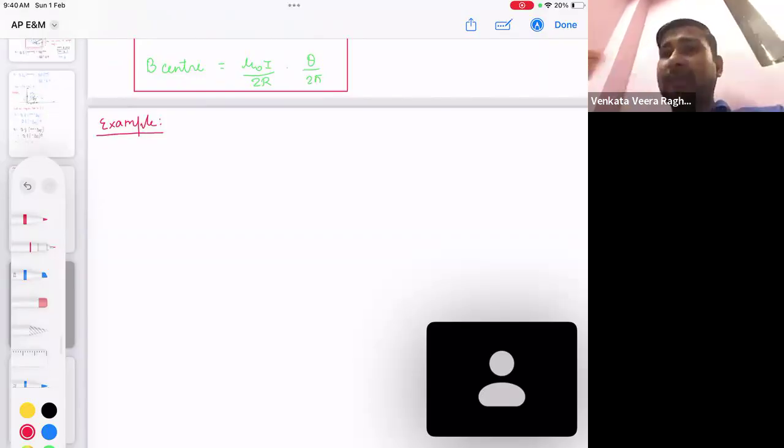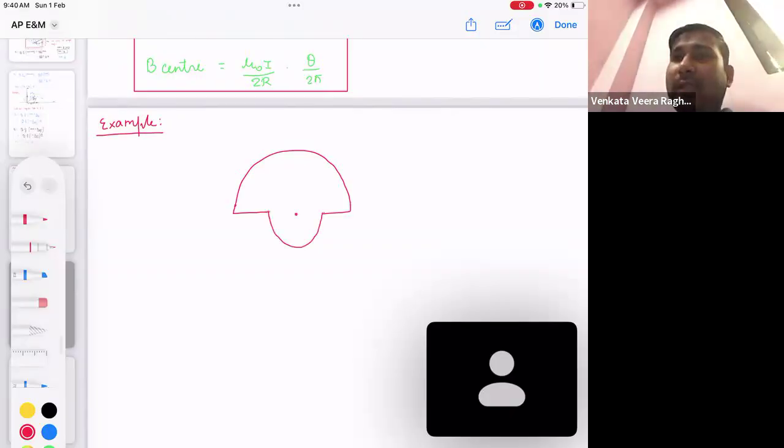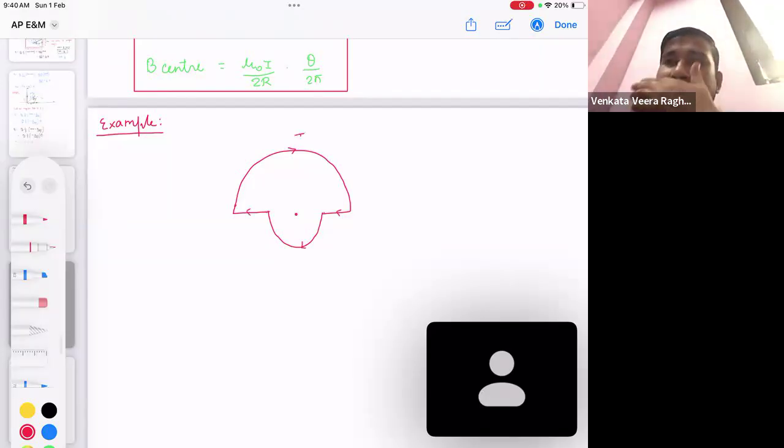Okay, in this example, what is given to us? A loop is given like this. Both are circular parts only. The upper portion has current like this. The same current is flowing throughout the loop. What is the current? The current is I here. The bigger arc is what?